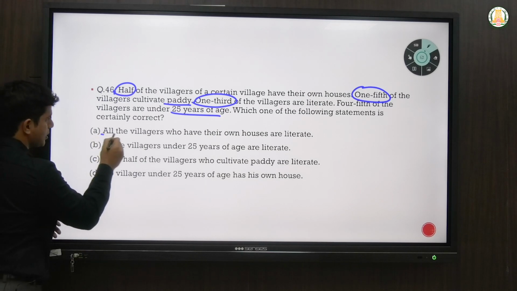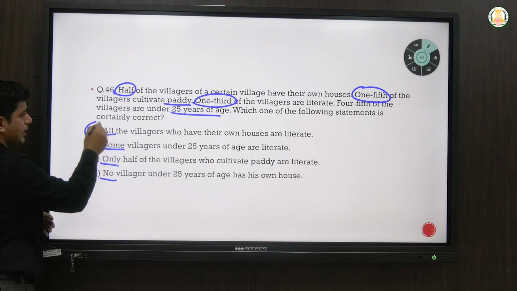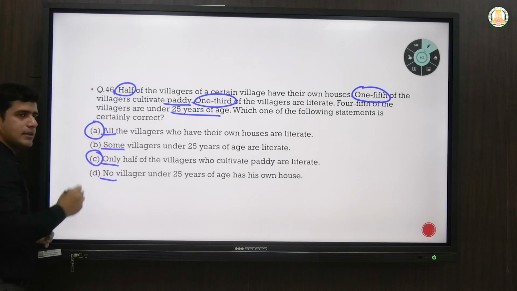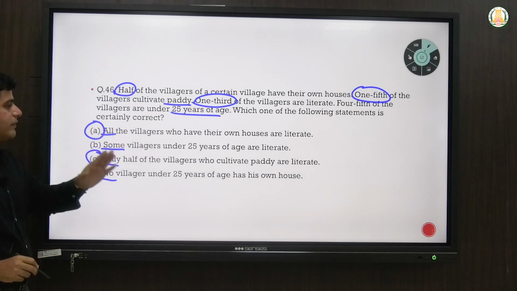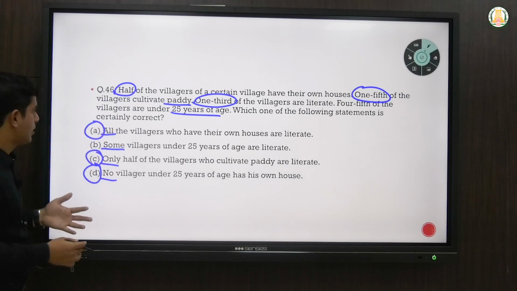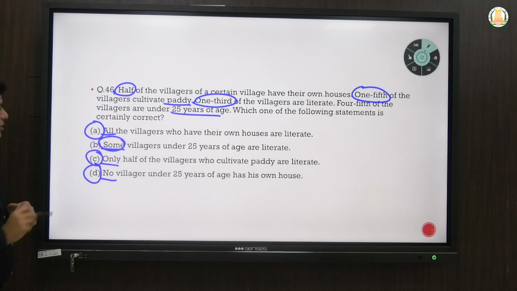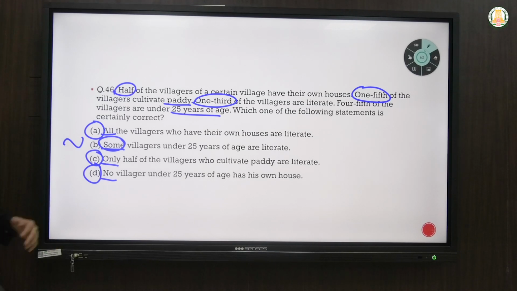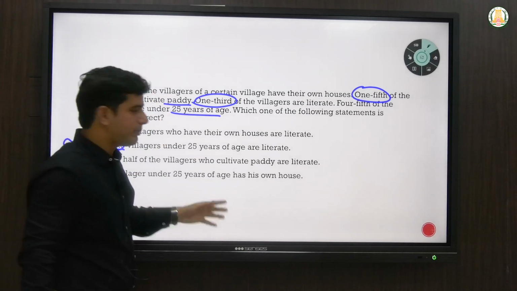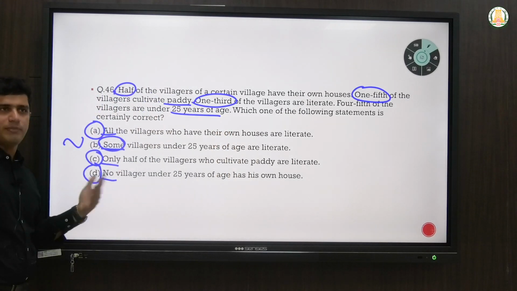So here if you see in the options, 'all' again is an extreme statement, 'only' again is an extreme statement, 'no village under 25 has his own house' is again an extreme statement. But here it says some. So just by looking at options, maybe this might be correct. But we have to solve it properly because you can't go by this intuition. This is just for confirmation.